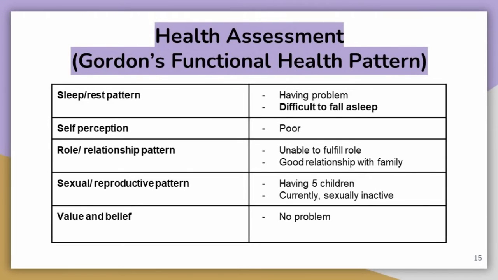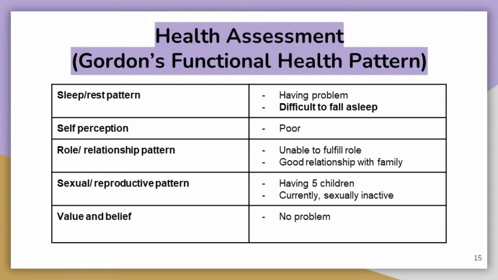Sleep or rest pattern. The patient has had sleeping problems for the last 2 weeks after the death of his father-in-law. He takes 2 to 3 hours of a nap in the afternoon but will wake up in between the period. He goes to bed at 8 p.m. at night and wakes up around 6 to 7 a.m., but will wake up in between 2 to 3 hours of sleep. Self-perception. The patient perceives himself as a weak man that cannot do anything, but he believed he can recover.